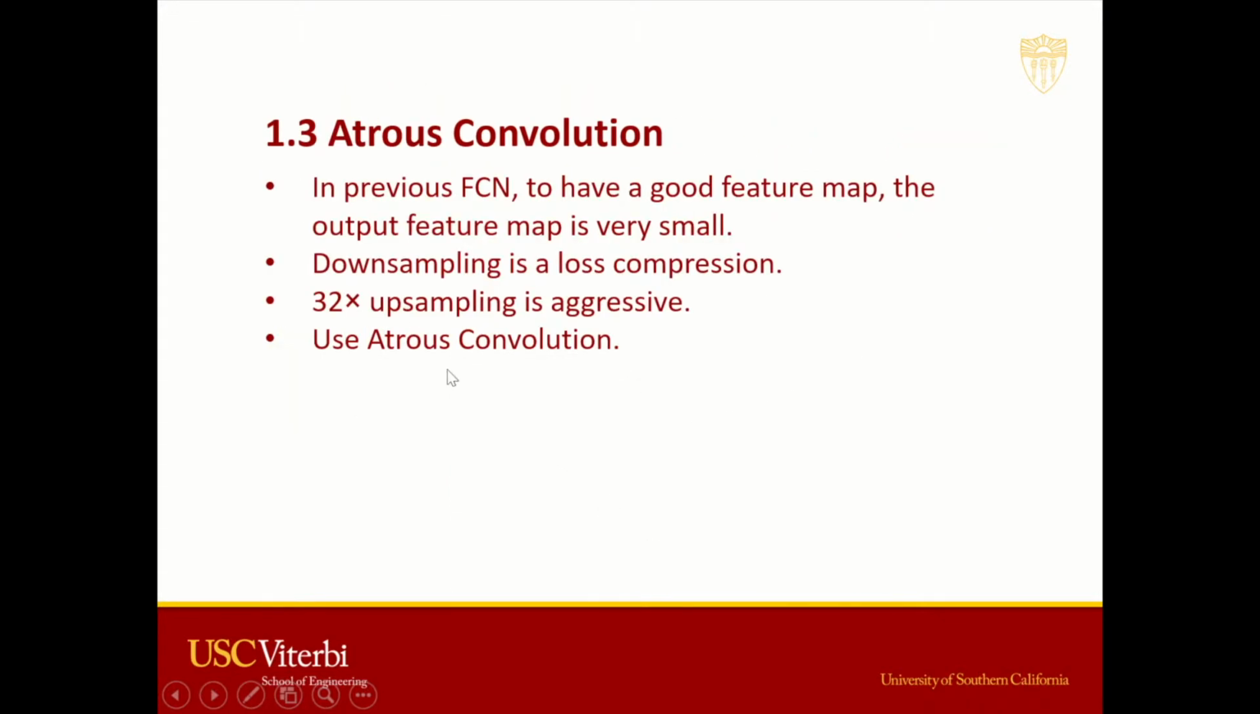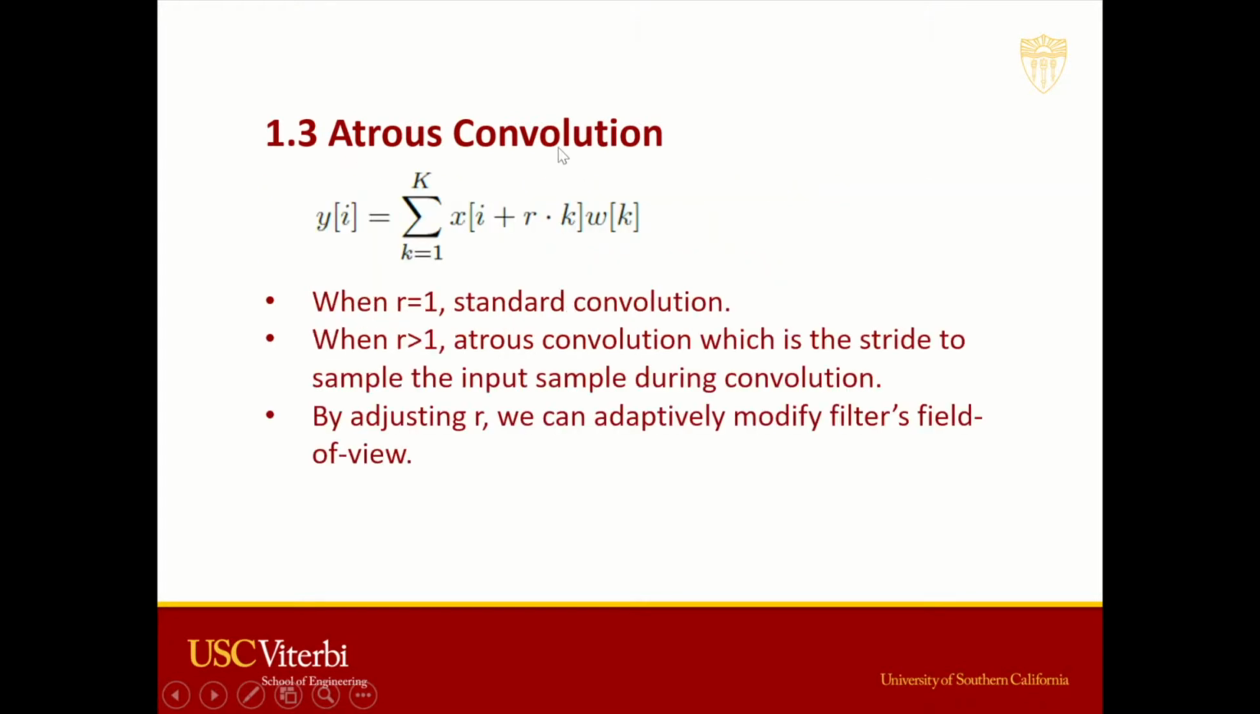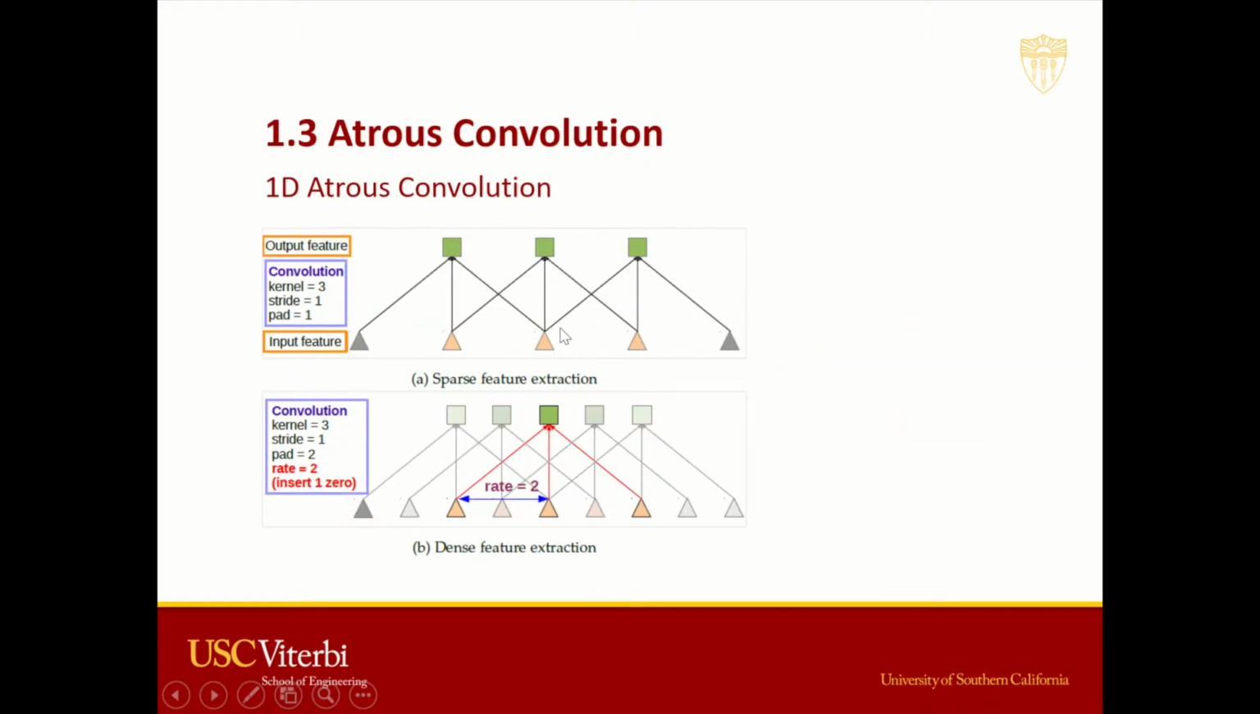In this part, I will introduce you to atrous convolution. We can modify this rate R. When R equals 1, it is the standard convolution, and when R is greater than 1, this is atrous convolution. Here is a 1D example. In this case, the rate is 2, and we pad 2 zeros on each side, and we also insert 1 zero. We can see the output is 5, and in standard convolution, the output is 3.